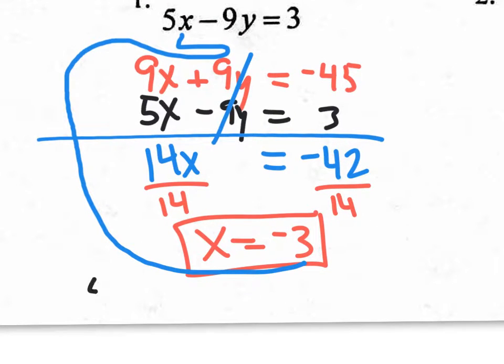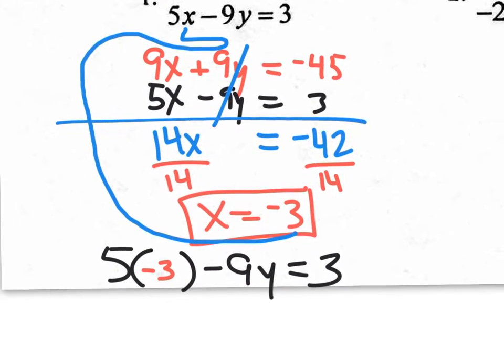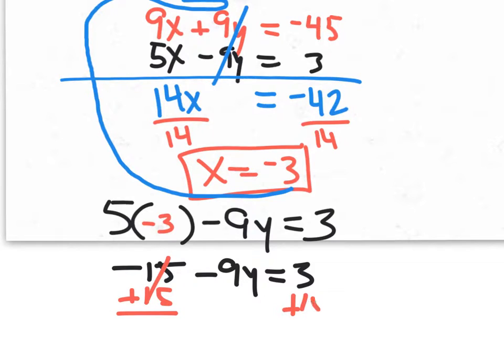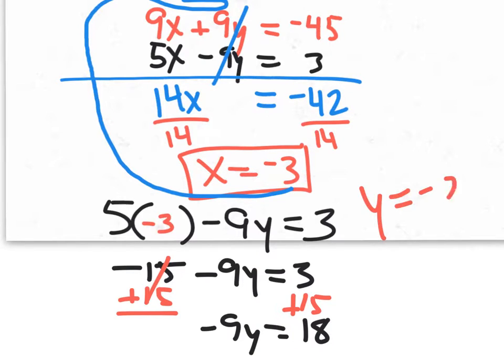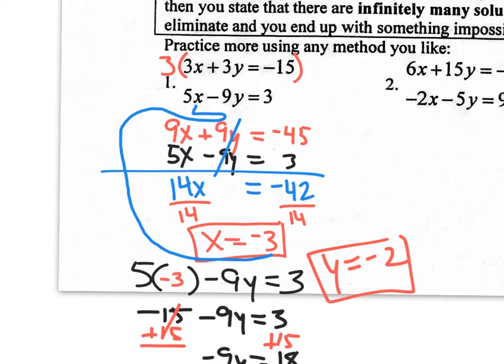Let me scroll this down and rewrite it down here. 5 parentheses, minus 9y equals 3. So what goes inside those parentheses? The negative 3. And let's actually work it out now and solve for y. So this is going to be a negative 15 minus 9y equals 3 plus 15 to get rid of the minus 15 plus 15. We're going to have negative 9y equals 18, which means that y equals what? Y equals negative 2.